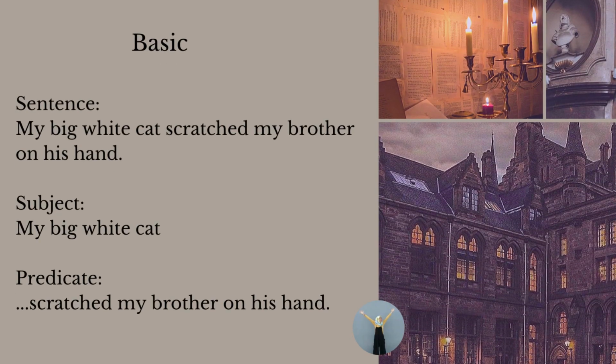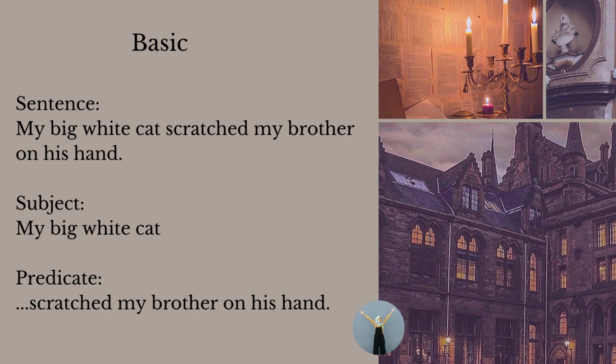So for now, basically when we were in primary school and secondary school, we learned that a basic sentence will have a subject and a predicate. So look at this sentence: My big white cat scratched my brother on his hand. The subject is obviously my big white cat. The predicate would be scratched my brother on his hand. But the thing is, how do we know it's a subject and predicate? How come we just instantly decide these kinds of things? Have you ever thought about that? I mean, that's what our teachers taught us, right?